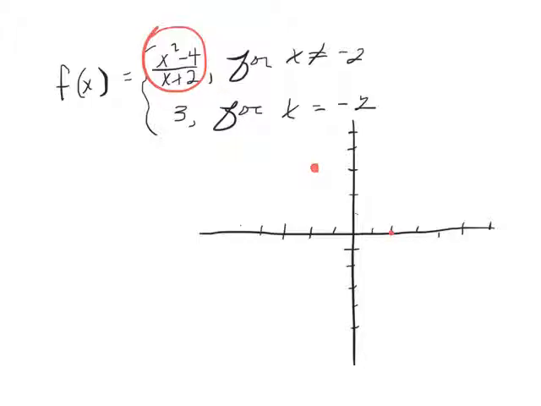Okay, let's make it black. Alright, let's plug negative 2 in. Let's plug 0 in. We're going to get a negative 2 there. 0 minus 4 is negative 4. 0 plus 2 is 2. Negative 4 over 2 gives us negative 2. And let's draw our line.